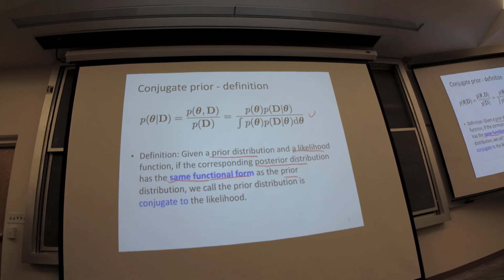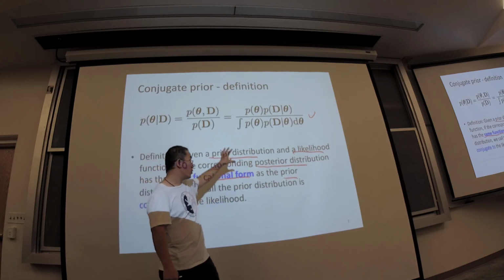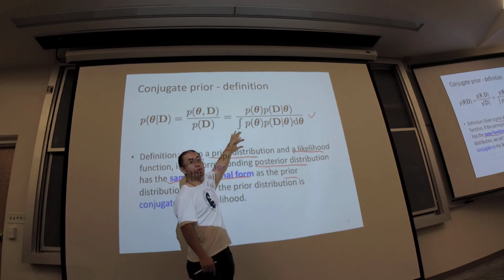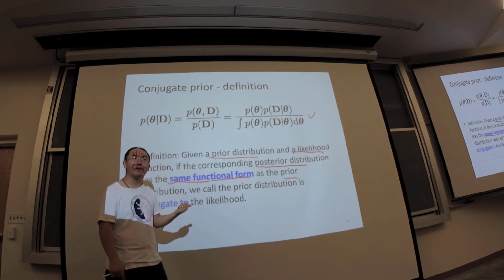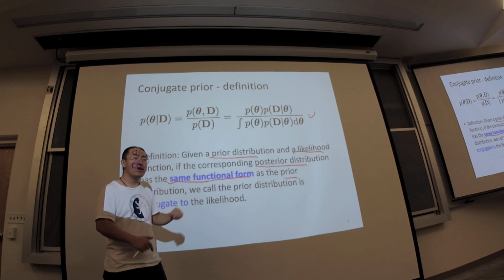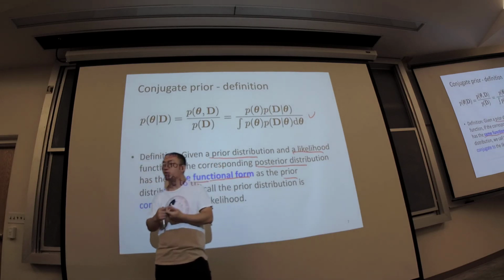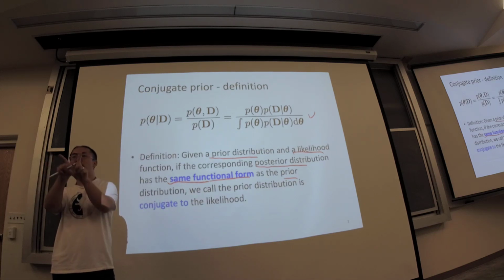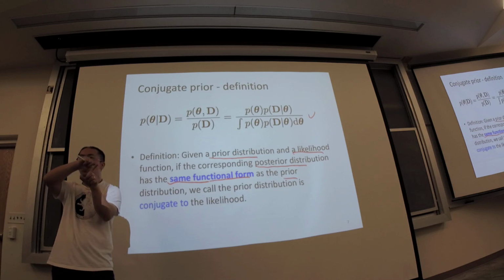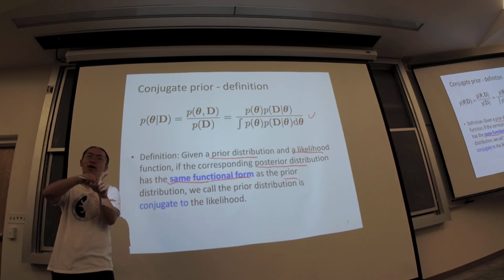So if your prior has some special form and you're given a likelihood, you use Bayes' rule to calculate the posterior. And it turns out the posterior has exactly the same form as the prior, but with different parameters. Then we say, okay, this prior is conjugate to the likelihood. So conjugacy is not for one element, it's for two elements. It builds up a relationship between the prior and likelihood. So when we say a distribution or prior is conjugate, we must say conjugate to what?